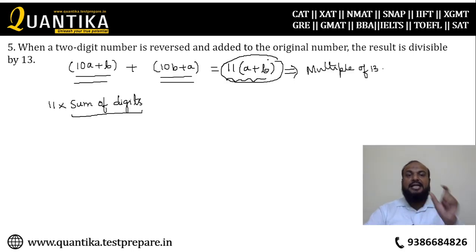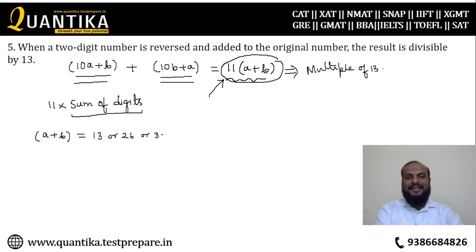Let me repeat. Unless the sum of digits is a multiple of 13, this cannot be a multiple of 13. So 11 into the sum of digits is a multiple of 13. That means the sum of digits should be a multiple of 13. There is no other option. So a plus b has got to be a multiple of 13. That means 13 or 26 or 39 or 52 or 65 or any such multiple of 13. But wait, can the sum of two digits exceed 18?